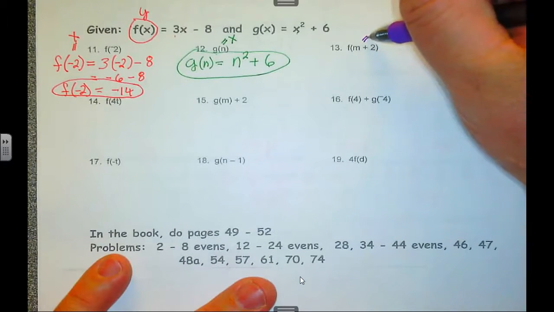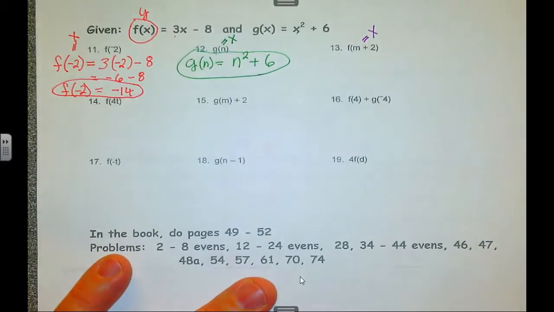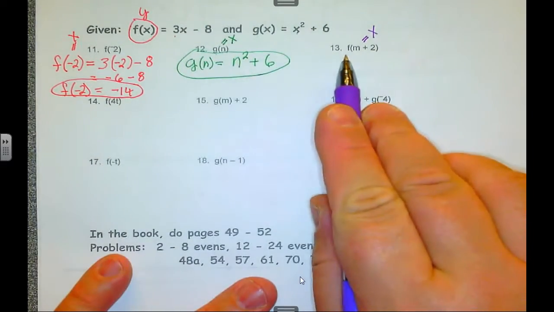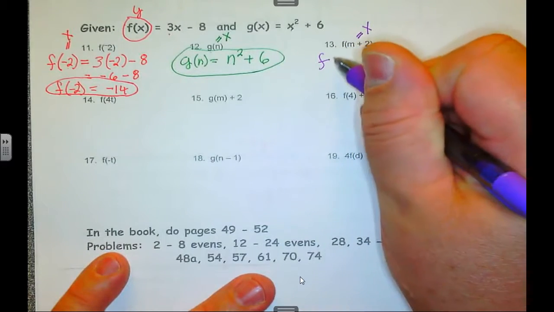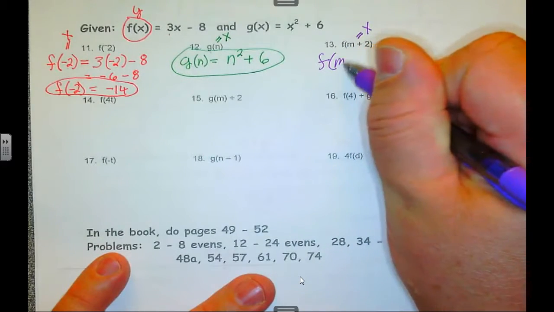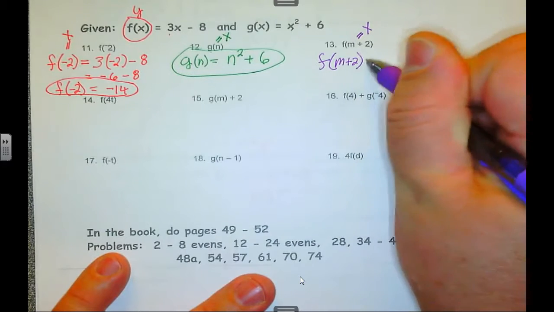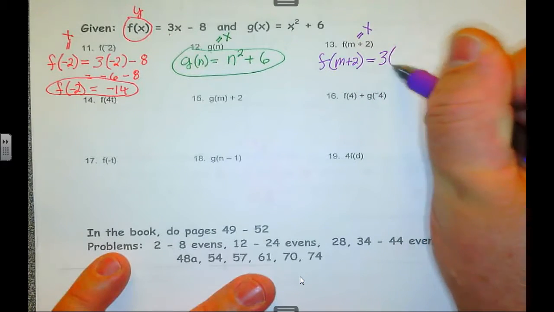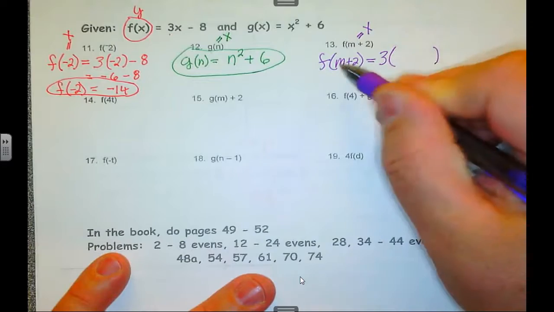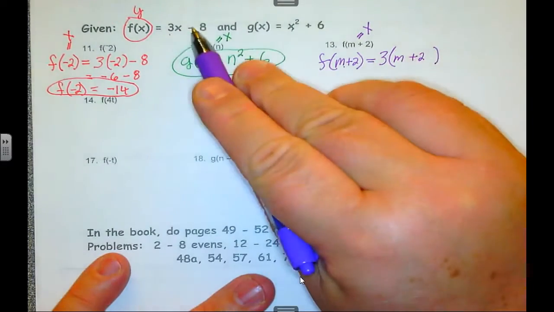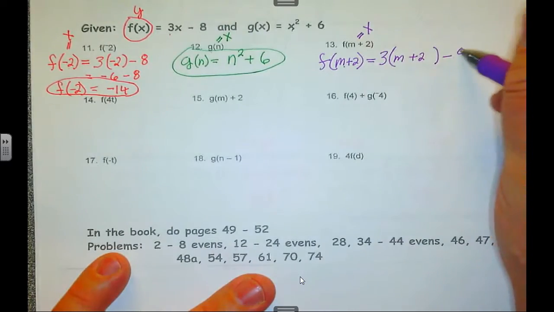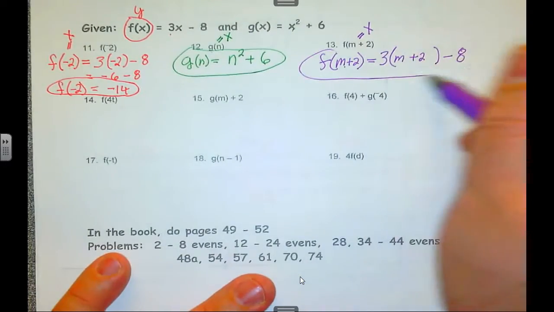Now my m plus 2 equals my x. It's the f function, so I have to use 3x minus 8. So the f of m plus 2 equals 3. Now wherever I see the x, I have to plug in my m plus 2, minus 8. That's my answer.